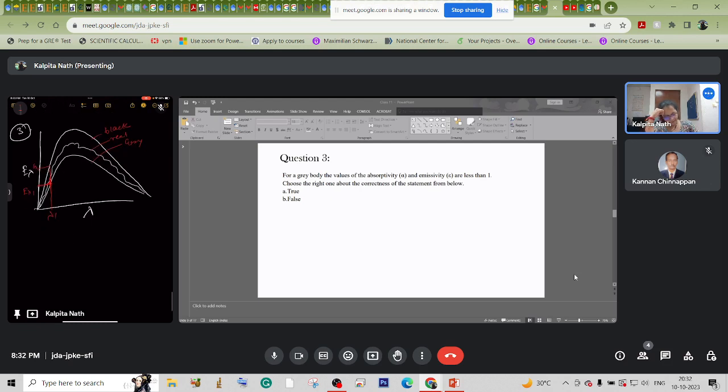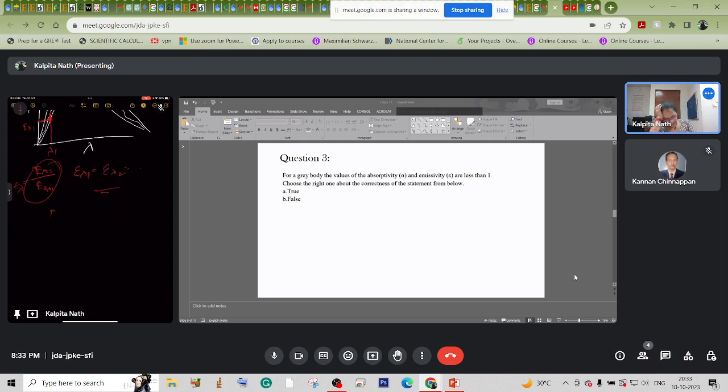For gray body, E lambda upon E_B lambda 1 is equal to epsilon lambda. Gray body is such a kind of body for which the monochromatic emissivity does not depend upon wavelength. That is, at lambda 1, lambda 2, everywhere this will be the same. This will be constant for gray body. That is, E lambda 1 upon E_B lambda 1, E lambda 2 upon E_B lambda 2, and so on will be the same for gray body. E lambda upon E_B lambda is constant, epsilon lambda.